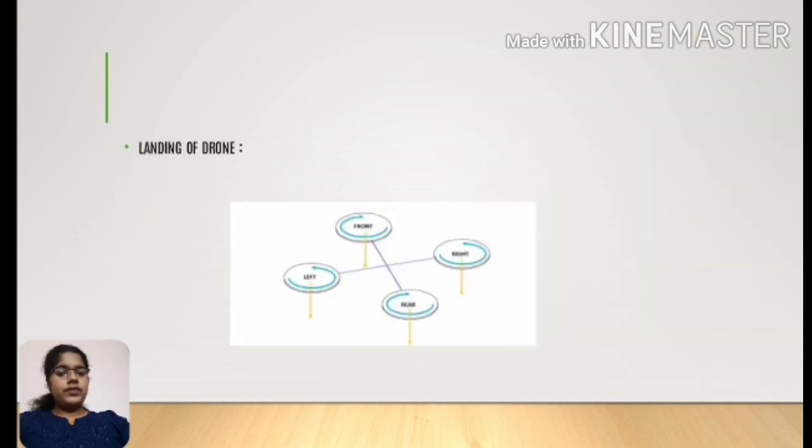Next, the landing of the drone. Landing of the drone is done very slowly by decreasing the speed of the motor very slowly. The drone is landed on the surface safely by decreasing the speed of the propellers.